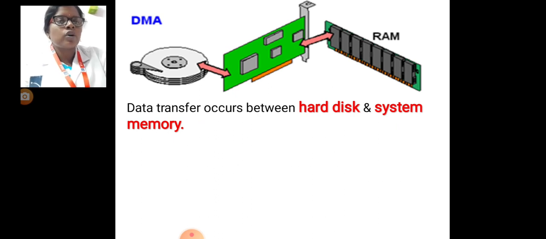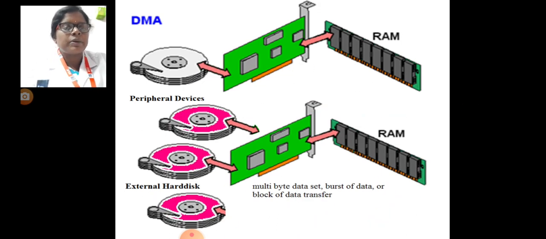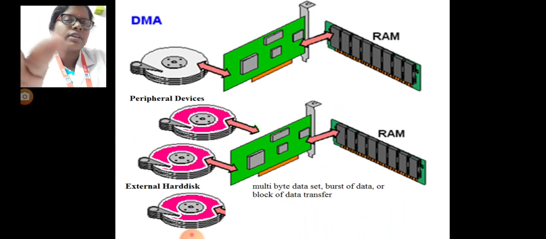And data transfer occurs between hard disk and system memory. Here is the process of DMA transferring the data from hard disk to RAM. And the next one is peripheral disk, which has multiple devices and an external hard disk, multi-byte data sets. This is the second mode of operation.